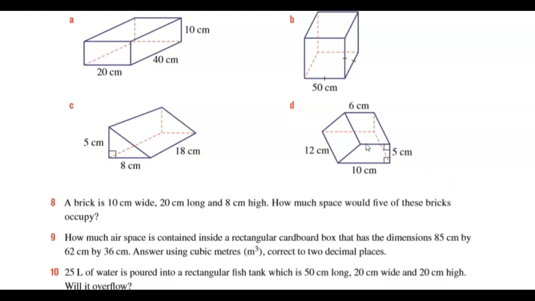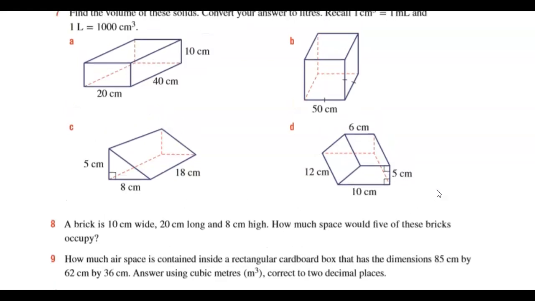Okay, so a constant cross section is the trapezium at the front, because no matter how many times we cut it along, we're always going to have that trapezium shape. If we cut it, say, horizontally, so cut it this way, we're going to have different size pieces. Okay, we're not going to have that constant cross section.